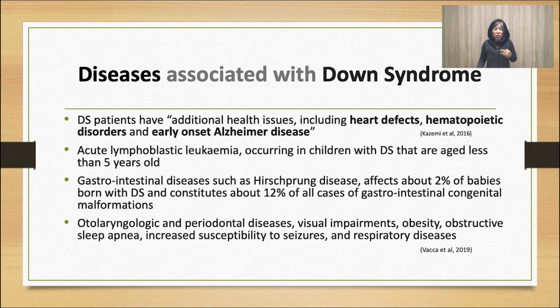Down syndrome comes with many diseases such as cardiac heart defects and blood disorders, as well as leukemia, gastrointestinal diseases, obesity, obstructive sleep apnea, even seizures, increased likelihood of that, and respiratory disease.